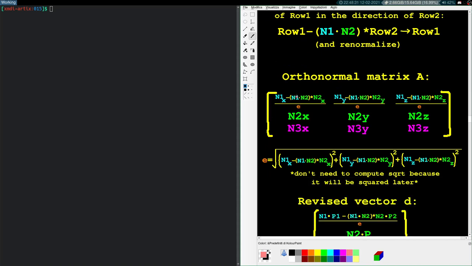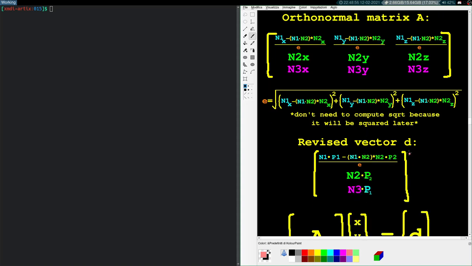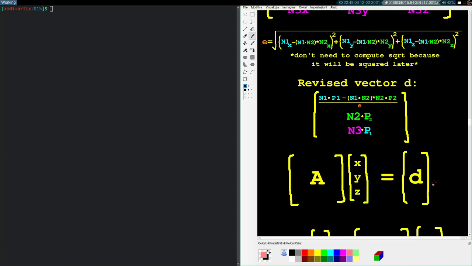When you do those operations, you'll have the same row 2 and row 3 as before, but your row 1 will be very different. E has this form, just the magnitude for normalization. But here it is very interesting that you don't have to actually evaluate the square root, because when we solve the equation later on, you'll have E times E, so the square root will cancel out. But that's sort of neither here nor there. You'll also have this revised right-hand side vector D. So you have the same row 2 and 3, but you have a different row 1. And so your original matrix will look like this.